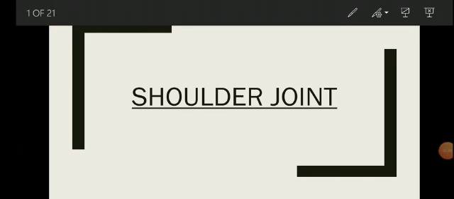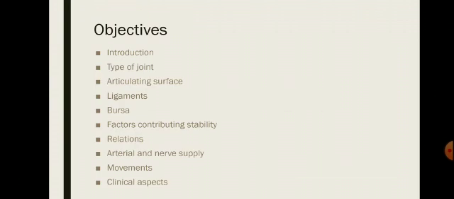Yes, now we are going to talk about the shoulder joint. The objectives that we are going to see in the shoulder joint are introduction and the type of joint. Whatever may be the question in case of a joint, you have to go with these topics: type of joint, articulating surface, ligaments, bursa, factors contributing to stability, relations, arterial and nerve supplies, and movements. In case of movements, there will be special movements.